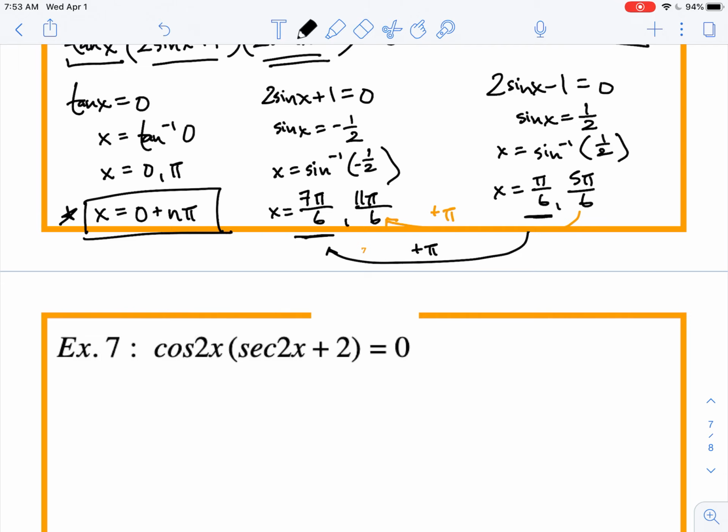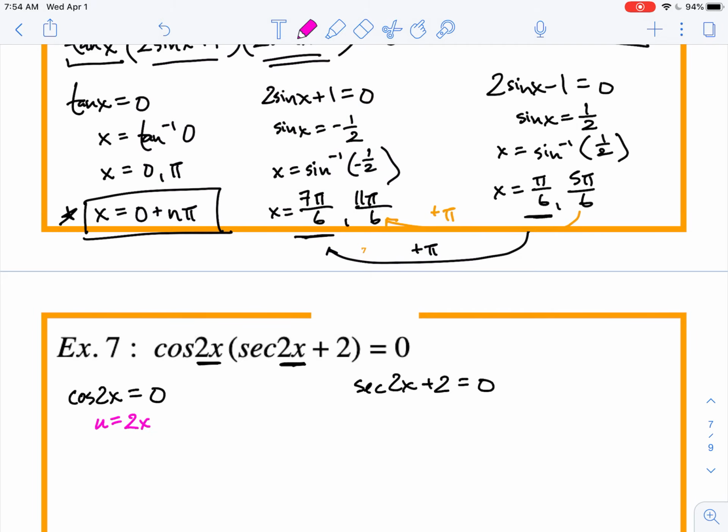Okay, let's take a look at our last example here. And we're looking at a case now where we have something called multiple angles, or 2x instead of just an x. Now this one is actually nice in the sense that it's already set up factored for us. So we don't need to factor like we did in question 5 and question 6. And so I'm going to go ahead and take cosine 2x and set it equal to 0. And separately, I'm going to take secant 2x plus 2 and set that equal to 0.